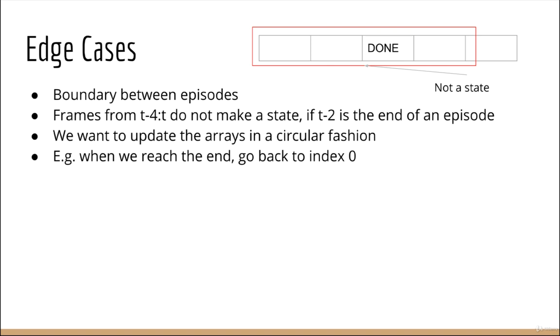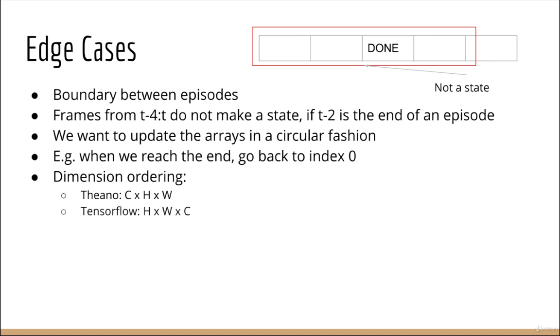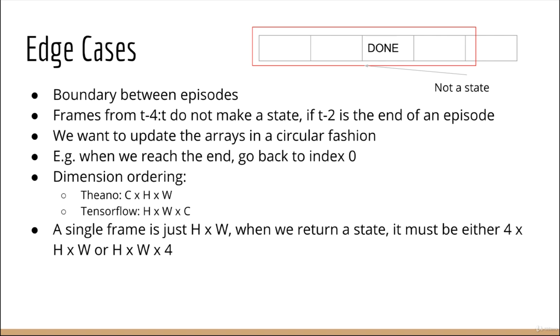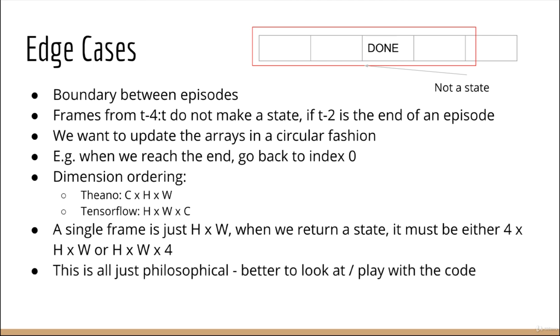Another thing we have to take care of is ordering the dimensions for the library we're using. If you recall, Theano uses the ordering color by height by width, whereas TensorFlow uses the ordering height by width by color. A single frame, since it's grayscale, is just a 2D array, height by width, so our replay buffer object will have to handle creating batches of images such that the dimensions are in the correct order. Of course, these details are no good to discuss philosophically, so let's look at the code.